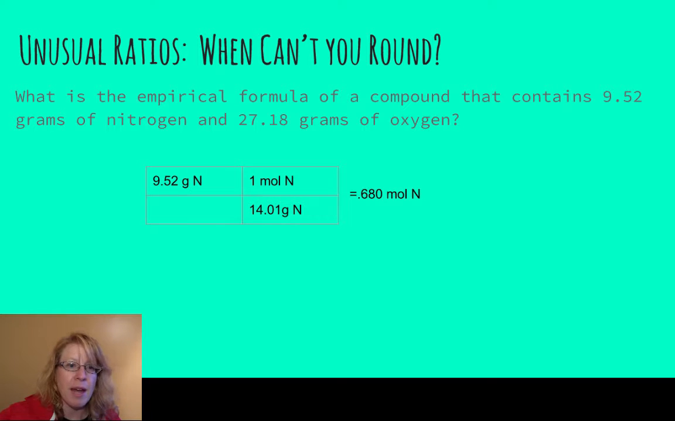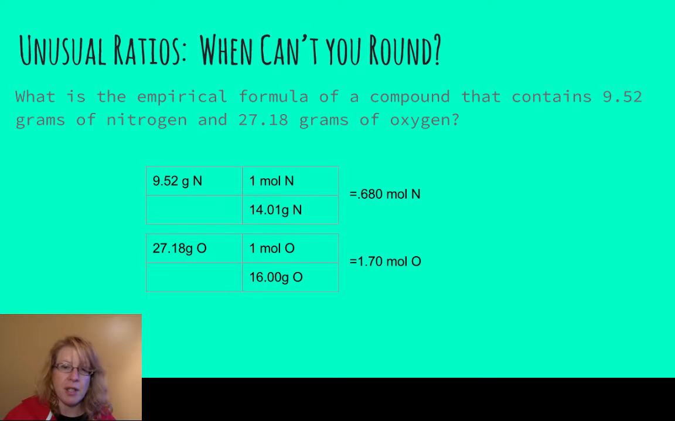So I've got 9.52 grams of nitrogen. Here I am converting it to moles of nitrogen. Here's me working with the oxygen, again dividing by the molar mass each time to get the moles of oxygen. So I've got 0.680 moles of nitrogen, 1.70 moles of oxygen. Not an obvious ratio here. It's not like 1 to 2 or 1 to 3 or something like that. It's almost like 1 to 3, but not quite. So trick: divide by the smallest number.